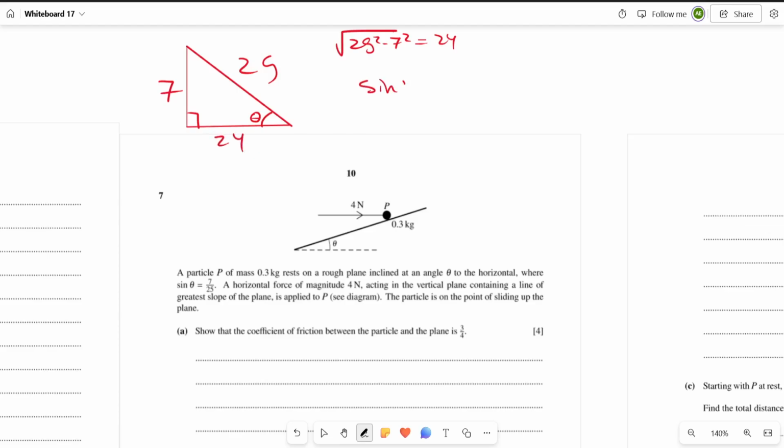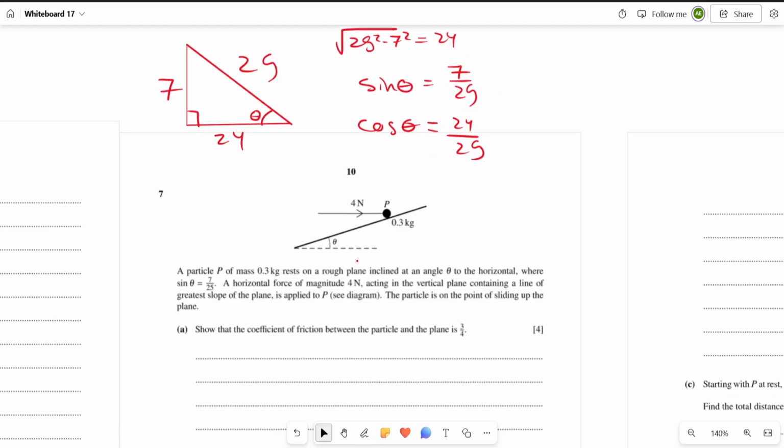So I'm going to have sine theta equals 7 over 25, and cosine theta equals adjacent over hypotenuse, which is 24 over 25. So whenever I have a sine theta in my equation, I replace it with this. Whenever I have a cosine theta, I'll replace it with this.